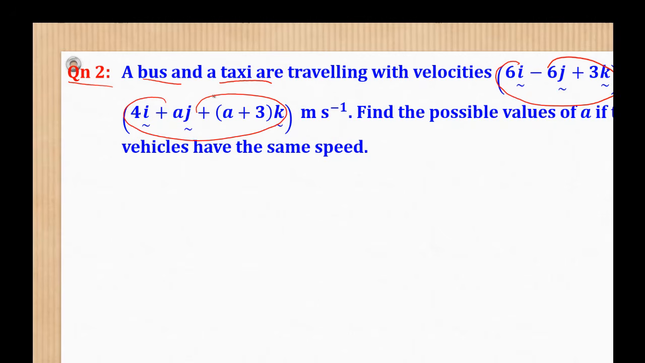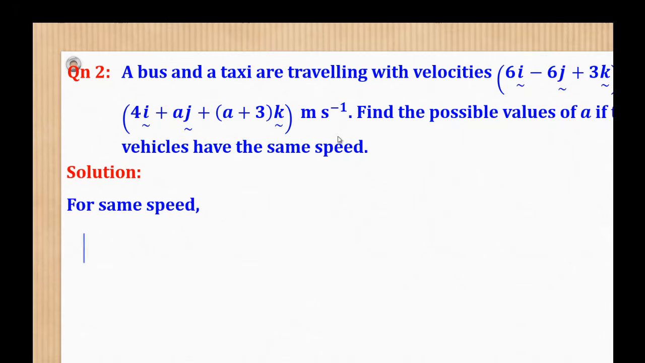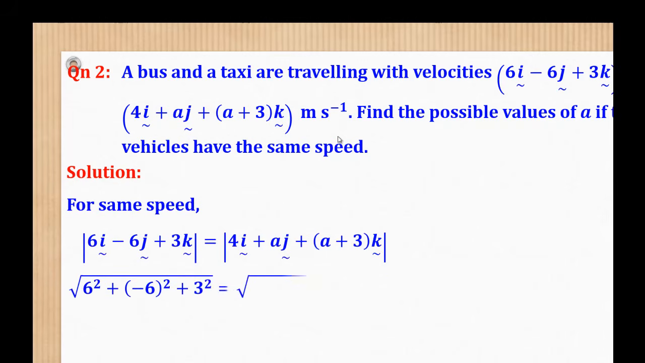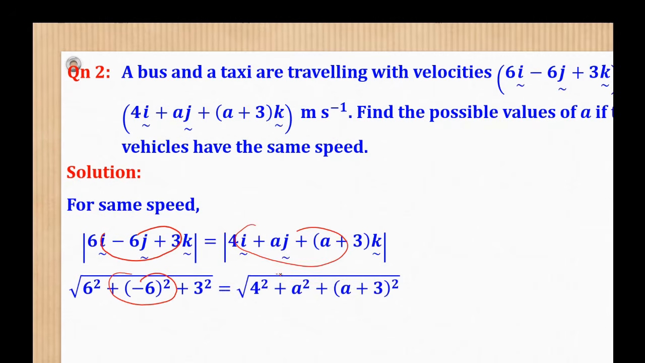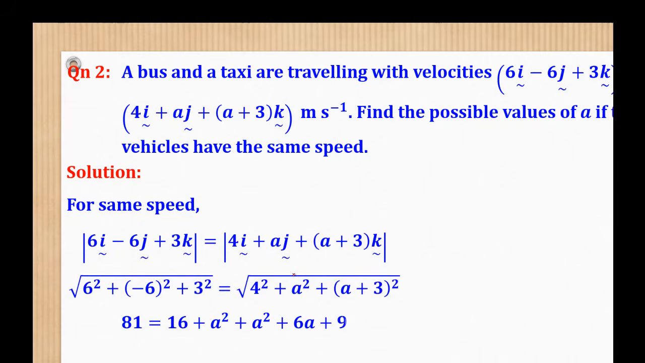Find the possible values of A if the vehicles have the same speed. So speed means magnitude of velocity. When they say they have the same speed, it means that they have the same magnitude. So I'll come and say for same speed, the magnitude of the first velocity is equal to the magnitude of the second velocity. So how do we get the magnitude of this, which is this one, and the magnitude of this, which is this one, and equate the two.